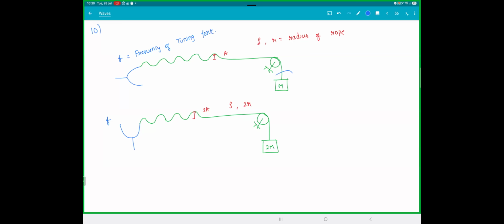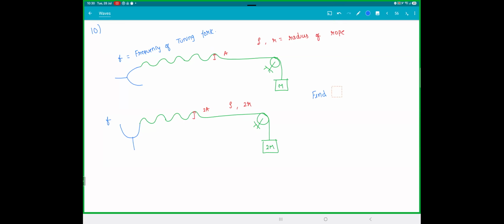On the right side, the block is M and the block is 2m. So these are generating the tension in the string. These blocks are keeping the strings tight. Amplitude A, amplitude 2a. Density is the same, R is this. Find the ratio of power transmitted. So how much power is passing through this string and how much power is passing through this string?